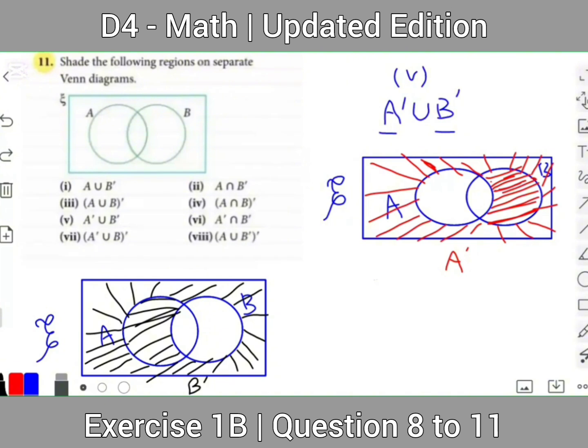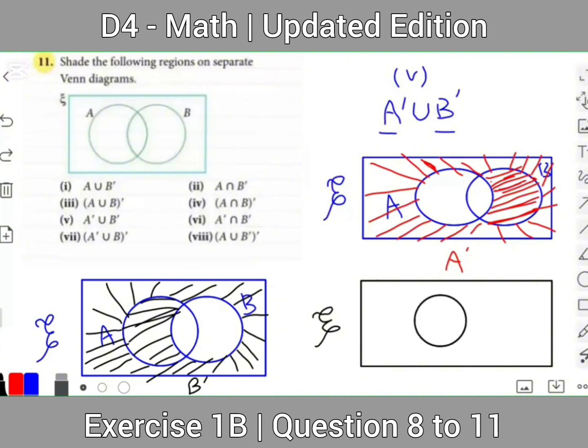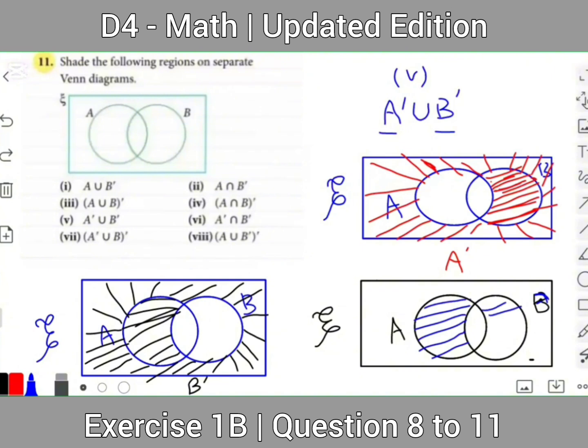Now in the third Venn diagram, we have to put all the regions together from the first and second diagrams. So here we have two overlapping circles representing the sets A and B respectively. And now we will put all the shaded regions of the first and second Venn diagram into the third Venn diagram. So here we have the regions shaded in blue.